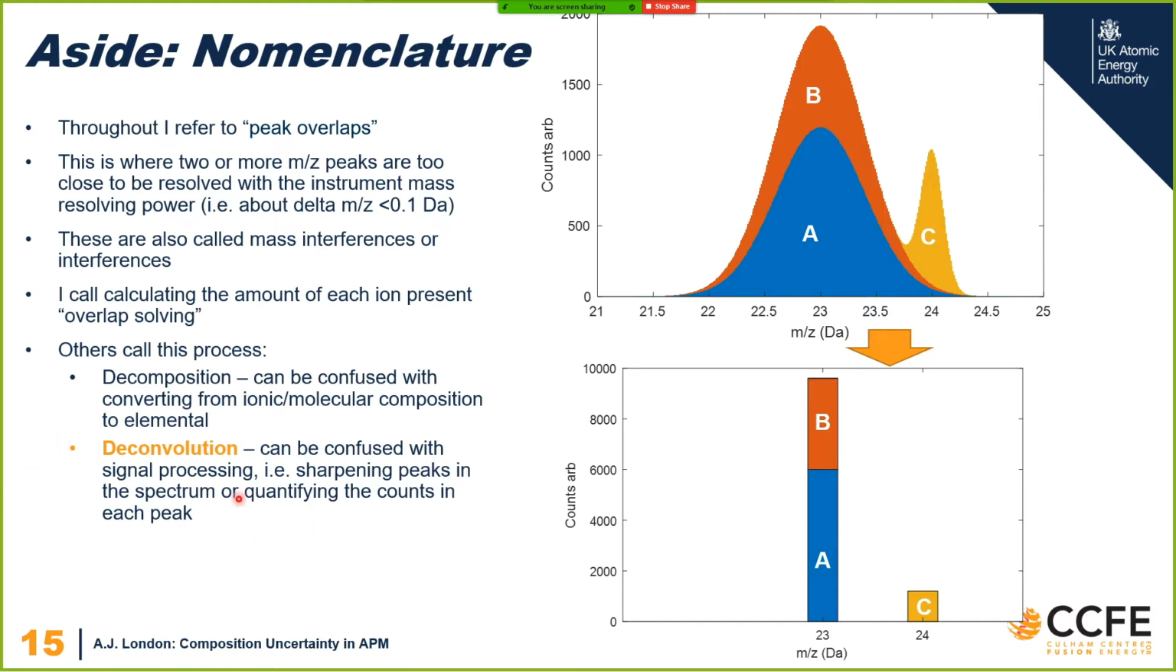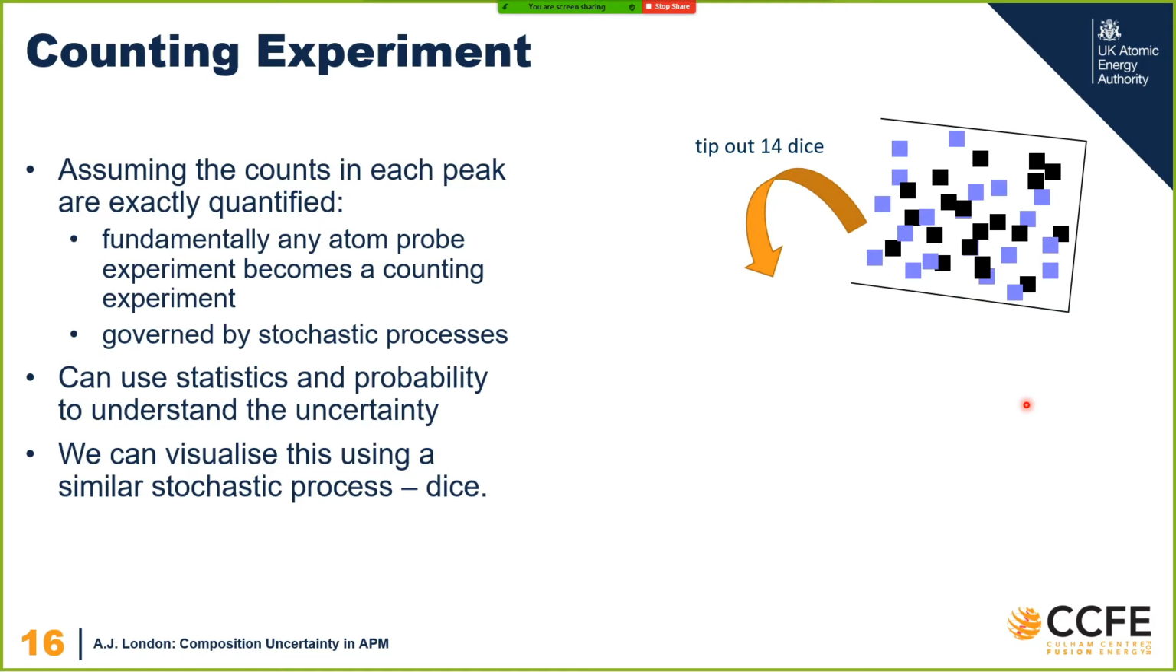So I don't really like calling it deconvolution, because in atom probe we might want to do deconvolution to sharpen the peaks or remove the effect of the peak shape. There's also decomposition, which I think can be confused with converting ionic and molecular species into elemental ones. So, H2O into hydrogen and oxygen. That's the decomposition process. So I like to talk about overlap solving. Sorry for laboring that, but I think nomenclature can be important.